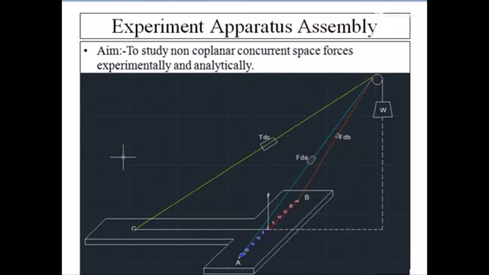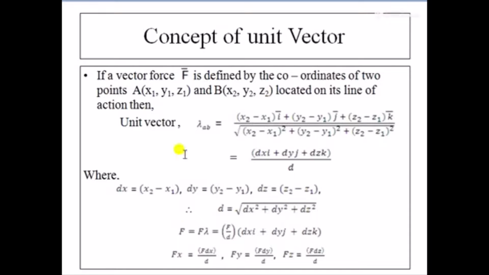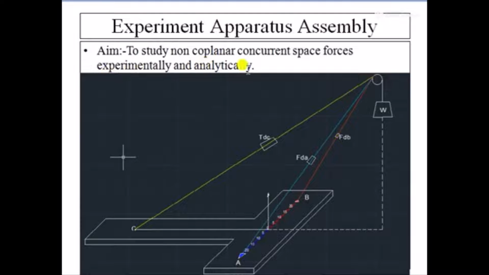Now what is this? This is the experimental apparatus assembly. The aim of our practical is to study non-coplanar concurrent space forces experimentally and analytically. So we have prepared an experimental setup. We will calculate the values of the determined forces experimentally, and we will try to solve them analytically with respect to the theory I've explained in this figure. Based on this, we will compare both and find the error between the experimental and analytical values. I will explain the procedure first, and then take a sample calculation.